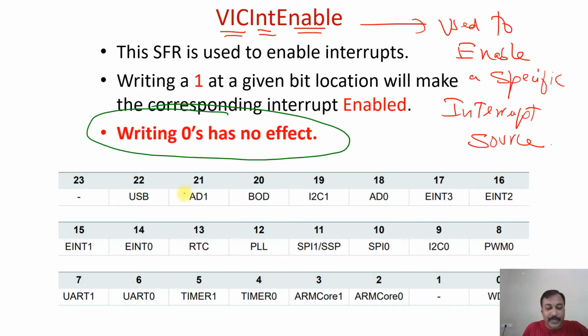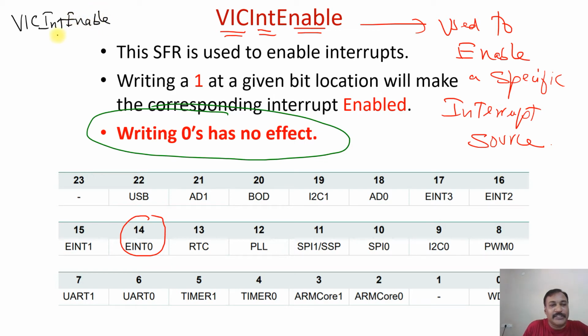Say for example, I wanted to enable external interrupt 0. If you want to enable external interrupt 0, you have to make the 14th bit a 1. So how do I make the 14th bit a 1? This is how I will do it. I will write it on the top left: vector interrupt controller interrupt enable.